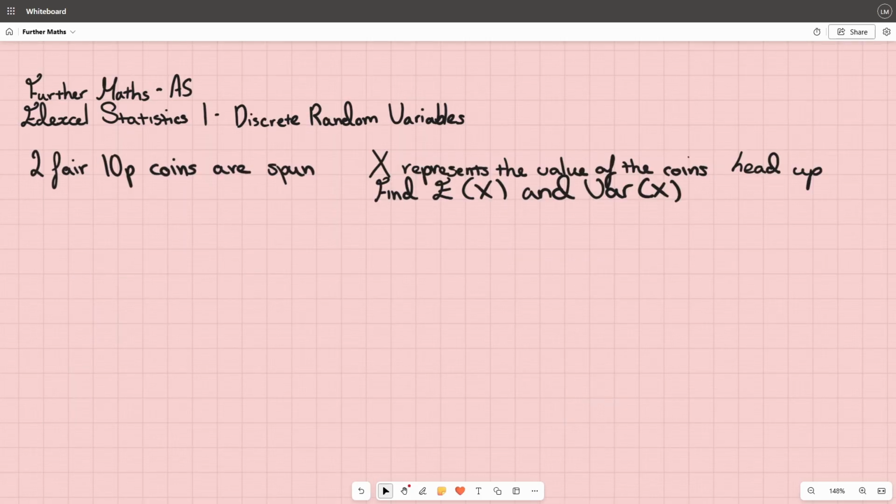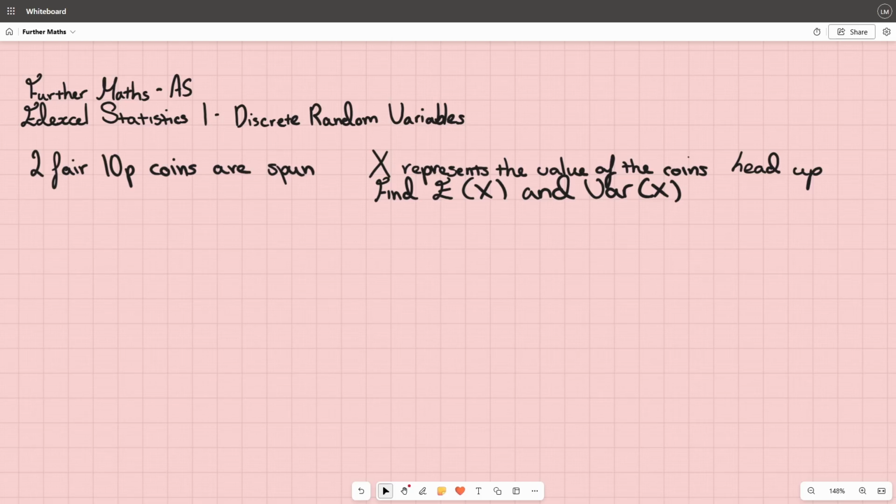Okay, so now we're going to be moving on to practice. Here we have a question where two fair 10p coins are spun, and X represents the value of the coins when they land head up. So we need to find the expected value of X and the variance of X. To begin, we need to write down the probabilities.